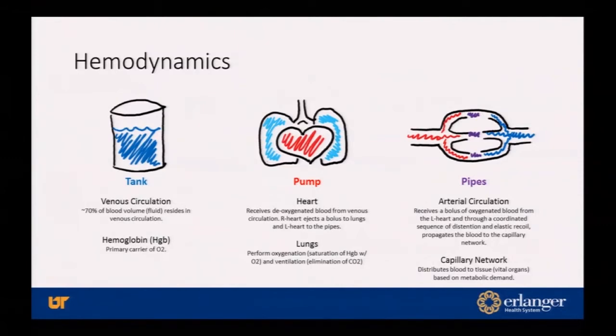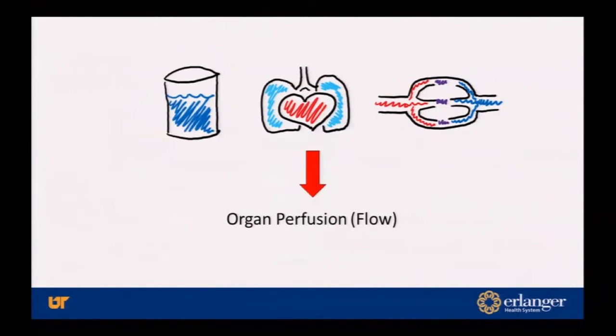So our hemodynamic system consists of the tank, the pump, and the pipes. Tank, pump, and pipes work seamlessly together to provide organ perfusion, or flow. This is what we care about: blood flow getting to the organs. But unfortunately, like so many things in medicine, we have no way to measure this. We have no way of measuring flow.